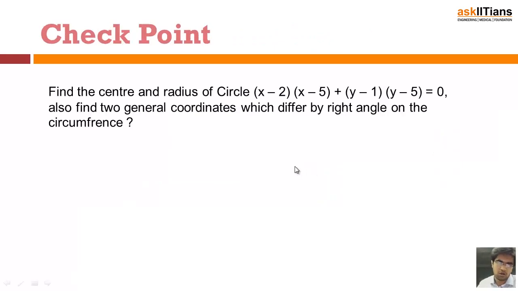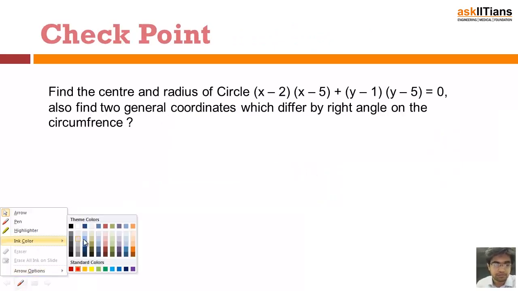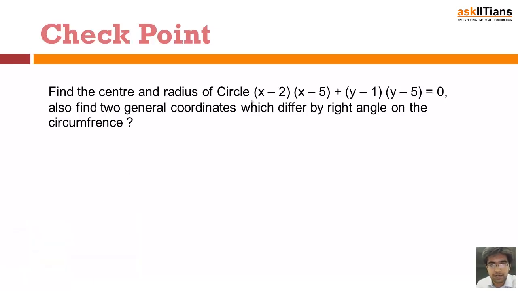Now let's check a concept. The question here says to find the center and radius of this circle, and find two general coordinates which differ by a right angle on the circumference. That means suppose this is the circle and this is one of the points, then this point and this point differ by an angle of pi by 2. That means you have to put another point like this so that this angle is pi by 2.